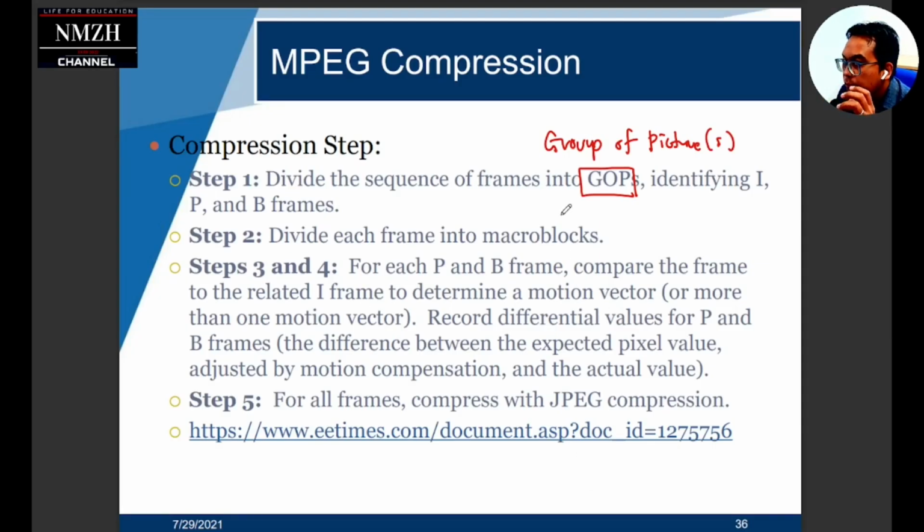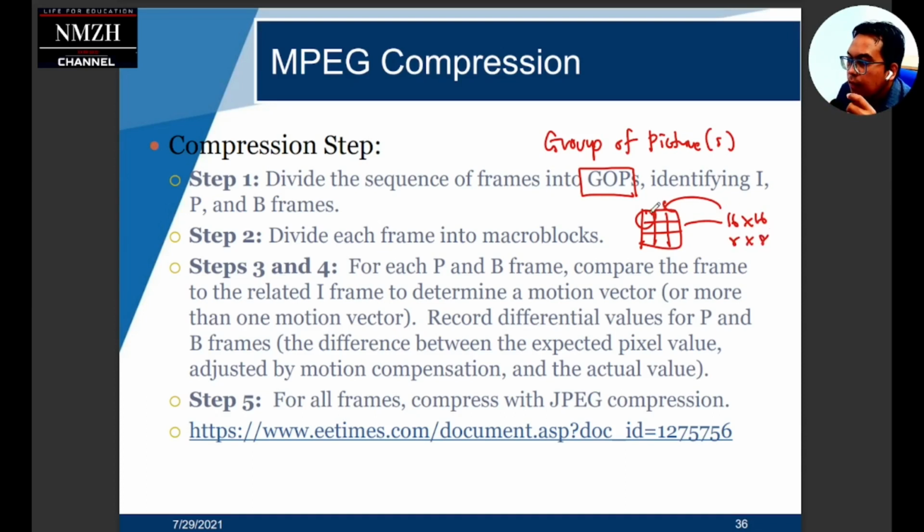So relying on the 15 frames for each encoding, that is basically what the MPEG does. Okay, step 2, divide each frame into macroblocks. So each of the 15 frames will be divided into macroblocks. The macro means it could be 16 times 16, 8 times 8, or even smaller.